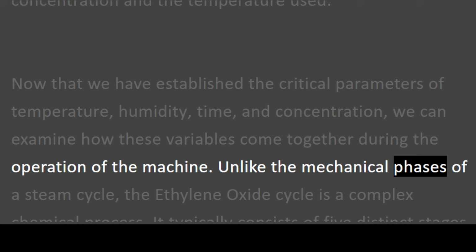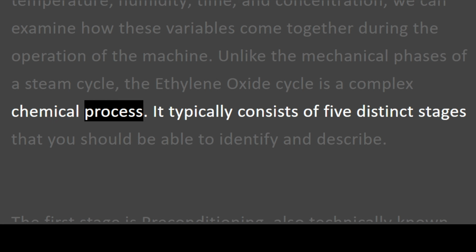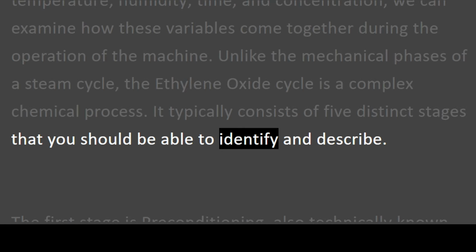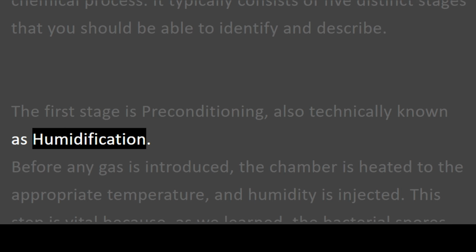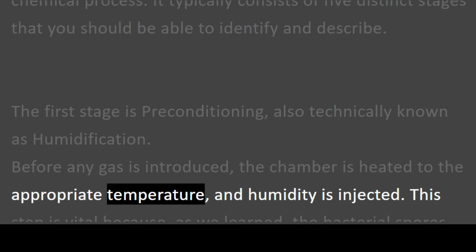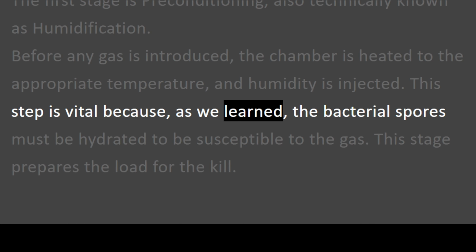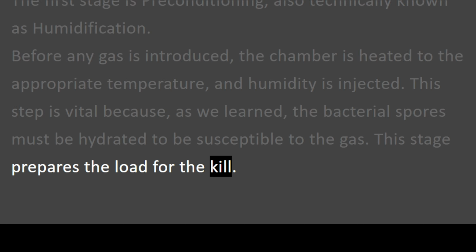Unlike the mechanical phases of a steam cycle, the ethylene oxide cycle is a complex chemical process. It typically consists of 5 distinct stages that you should be able to identify and describe. The first stage is preconditioning, also technically known as humidification. Before any gas is introduced, the chamber is heated to the appropriate temperature, and humidity is injected. This step is vital because, as we learned, the bacterial spores must be hydrated to be susceptible to the gas. This stage prepares the load for the kill.